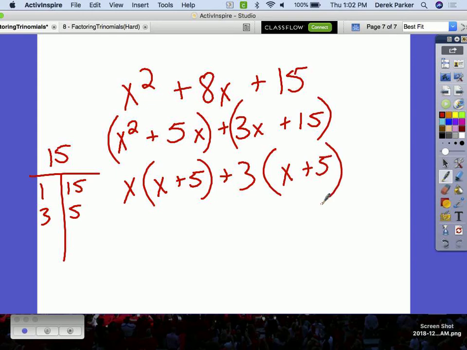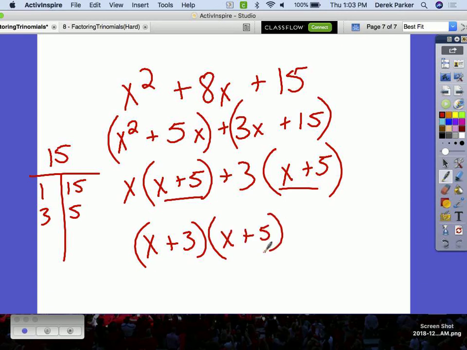This right here tells you if you did it right. These two parentheses should be the same. If they are not the same, you did something wrong. Go back and try it again. Now, whatever's on the outside of the parenthesis, that's going to be your first parenthesis, and that's going to be x plus 5. So x squared plus 8x plus 15 is equivalent to x plus 3 parentheses x plus 5.